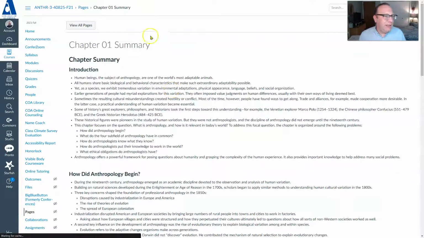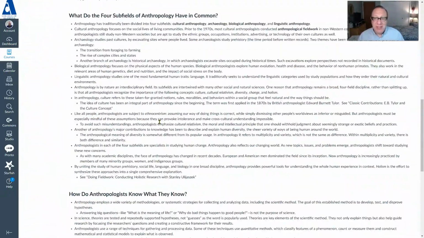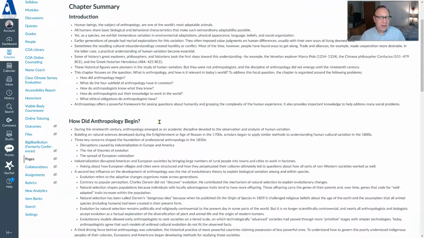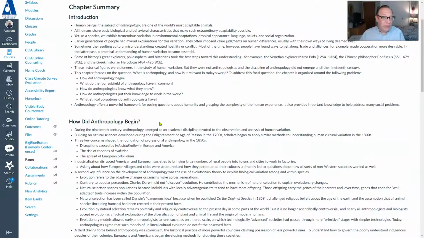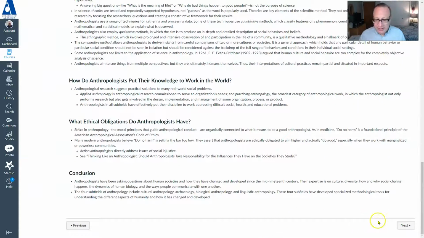Finally, you've got the chapter summary. I recommend reading this after you read the Welsh and Vivanco chapter to refresh your memory about what it was about. It might help clarify some things. It might mark some areas where you need to go back and reread. That's something I highly recommend.